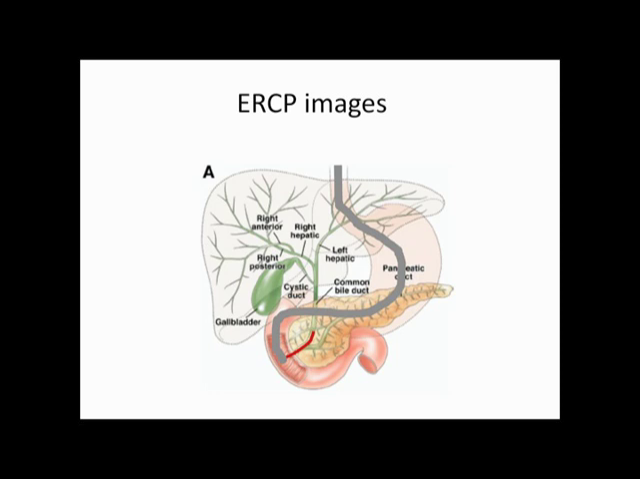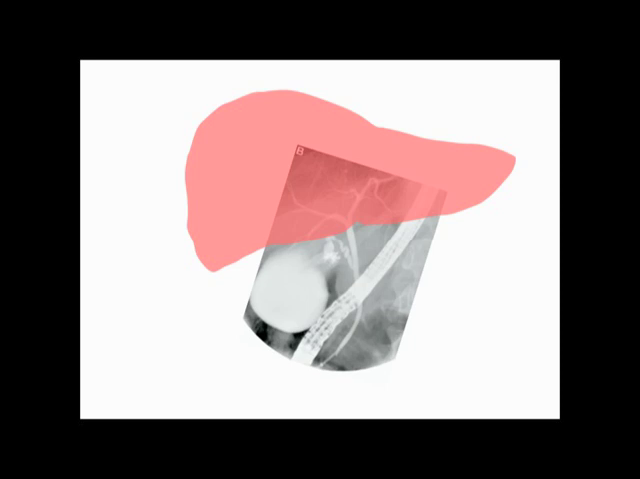Now, I tried to take some of those ERCP pictures and try to superimpose a liver. Sort of. So here's the ERCP scope coming down. Here's the catheter going in. This is the common bile duct. Here's the bifurcation at the left and the right, and then the bile ducts up in here. And here's the cystic duct with the gallbladder.